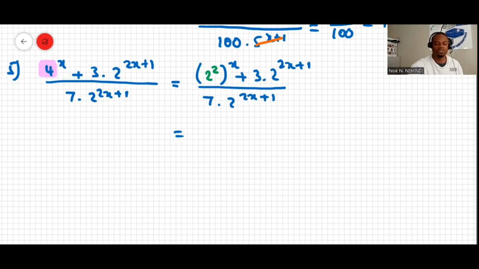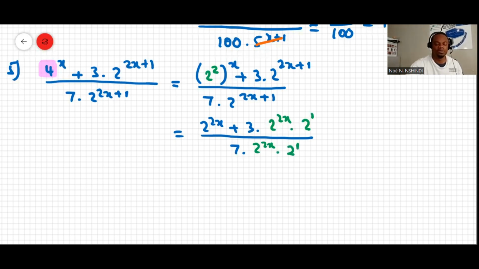Now, this makes 2 to the 2x plus 3 times 2 to the 2x times 2 to the 1. Okay, I can simplify this now. 2 to the 2x plus 1 can be written as 2 to the 2x times 2 to the 1, over 7 times 2 to the 2x multiplied by 2 to the 1.